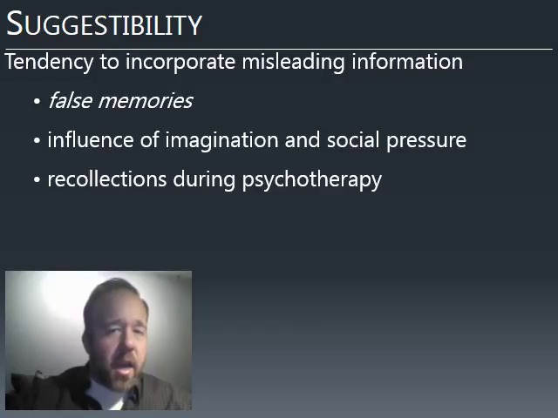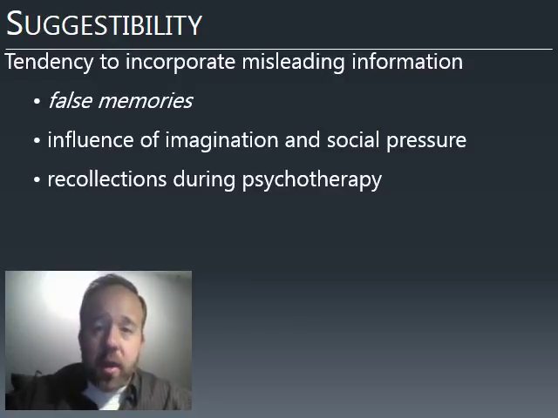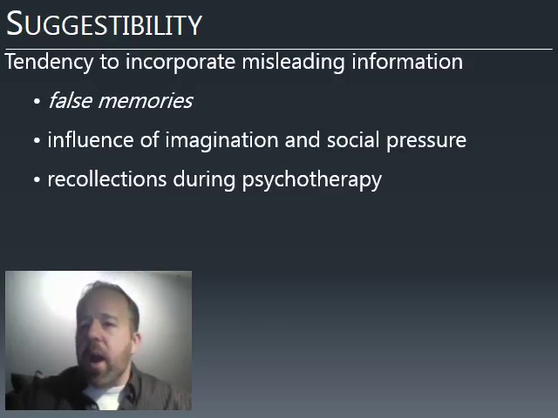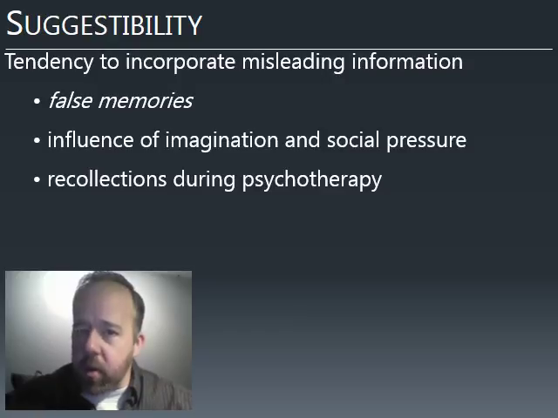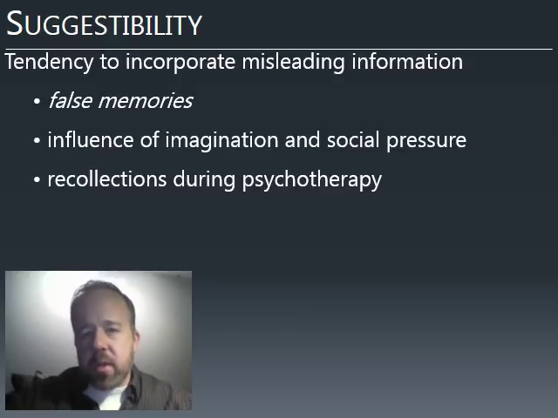Now, this is not to say that childhood abuse does not occur. Of course, it does. And this is not to say that individuals never accurately remember childhood abuse. They often do. But when the psychotherapist suggests that abuse has occurred when it has not, the patient can be suggestible. That is, they can incorporate this new information, the suggestion, into their memories, and then later report that something has happened when in fact it hasn't.